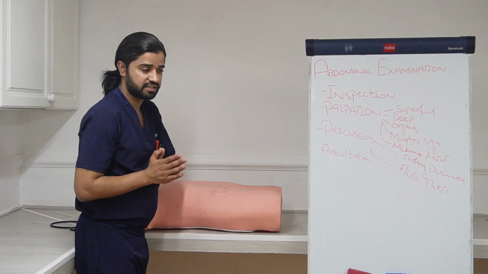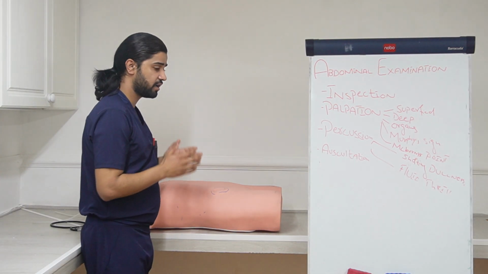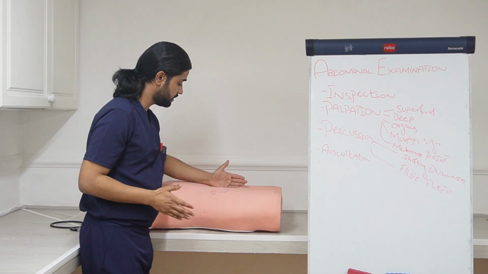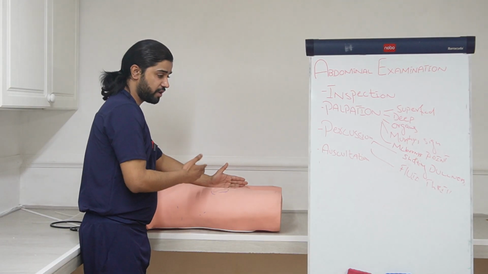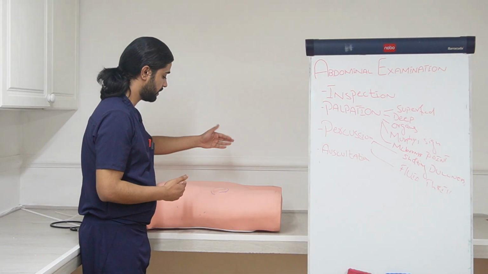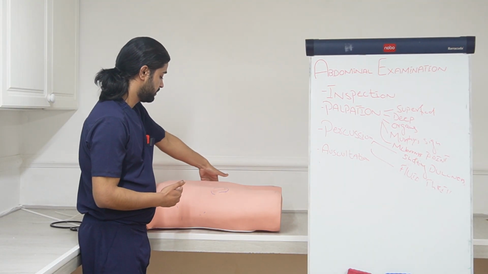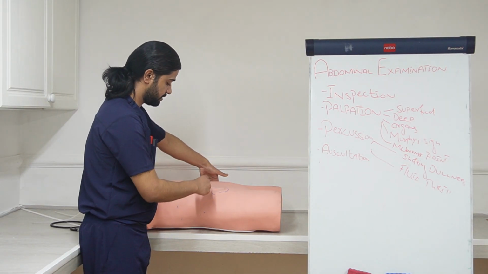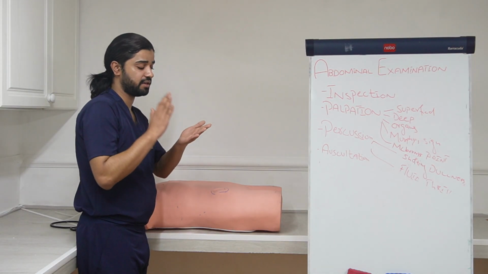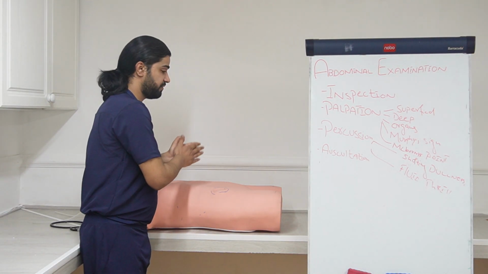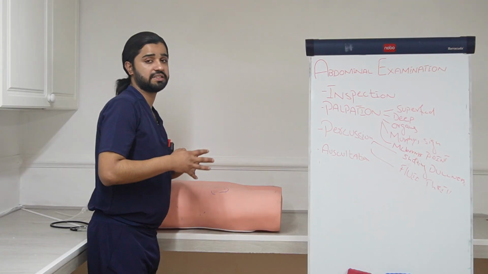Alright, so the next test is fluid thrill. Here we will ask the patient to place his hand here on the midline, to avoid any waving of the fat. Patient will be placing the hand here, and we will be placing one hand here, and we will be tapping on the other side. If we feel any wave under our hand, it means there is fluid inside. Alright, so this is the percussion part.